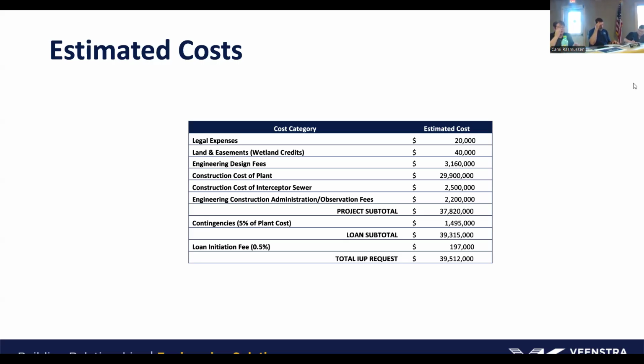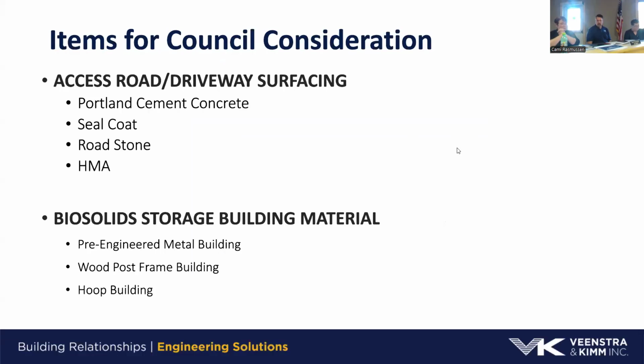We'll move on to the next part, which is items for council consideration. A couple items have come up that we feel like we could use some council input on, and do affect overall project cost. Are the access road and driveway surfacing, so the materials that are used on the access road itself off of 382, and then also the driveway around the new facility.